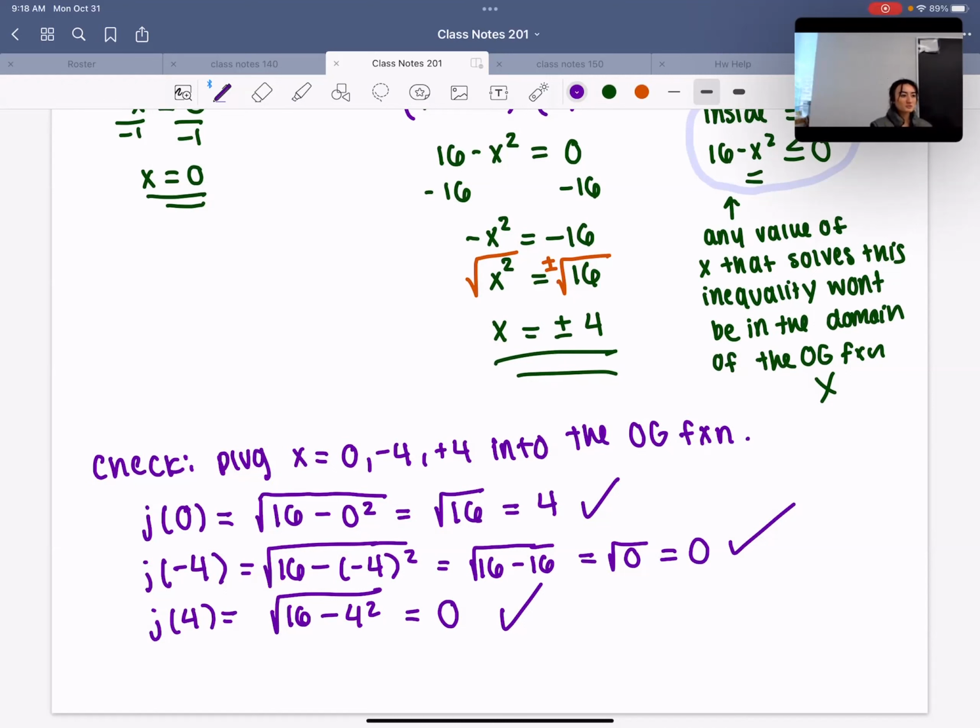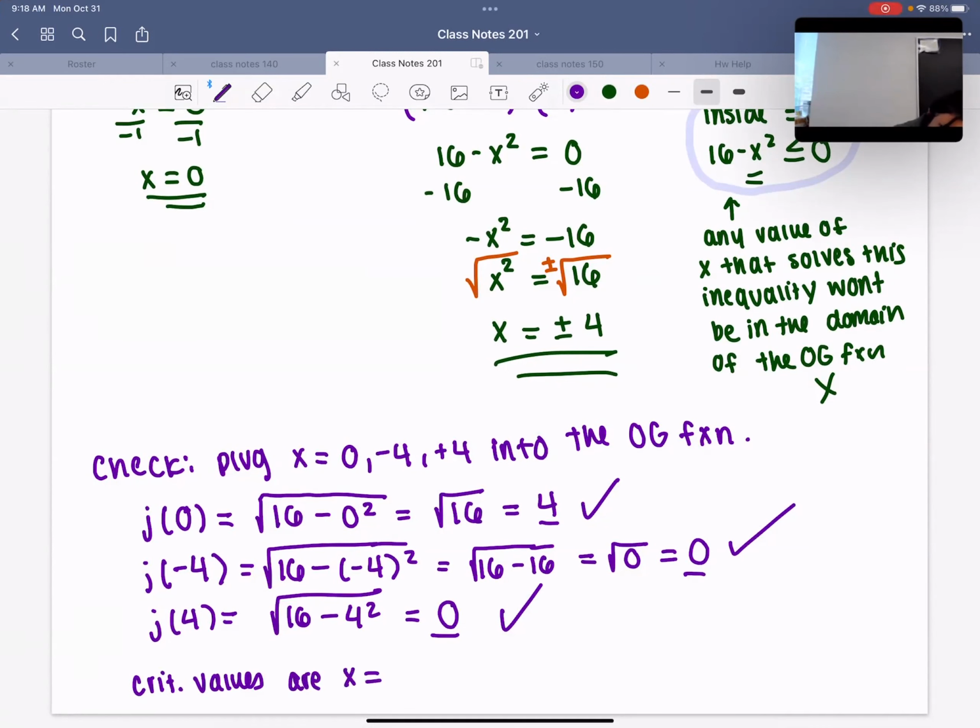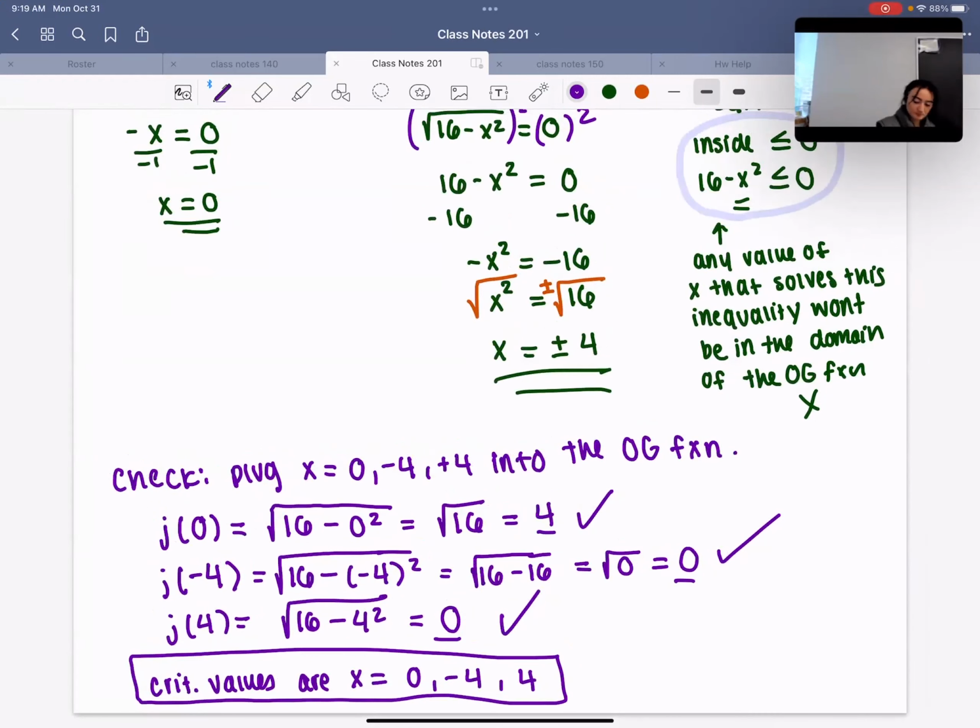Are the critical numbers the x value or the y value? The x value, right? So even though I solved for 4 and 0 and 0, those aren't my critical values. My critical values are my x values: x equals 0, -4, and 4. Okay. Any questions on what I've done here?